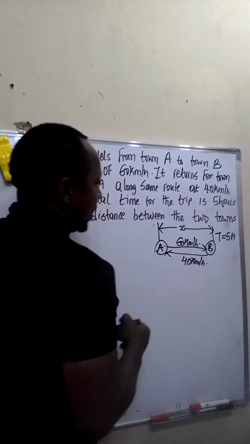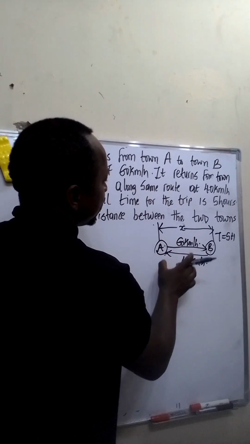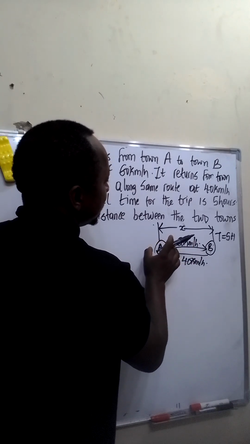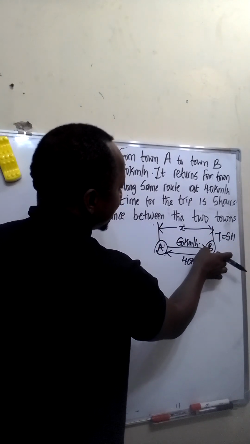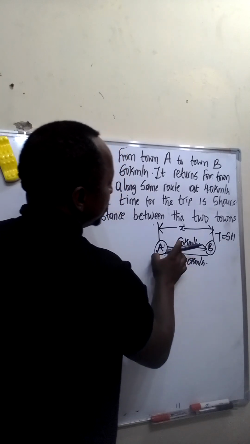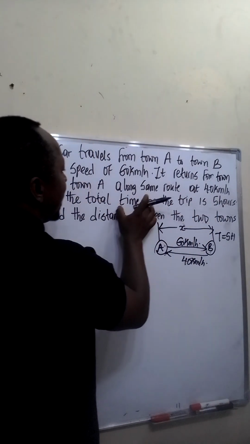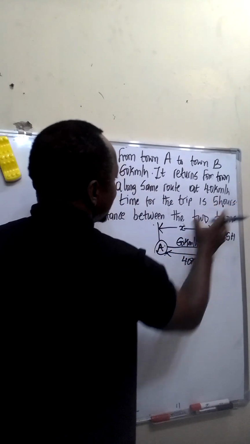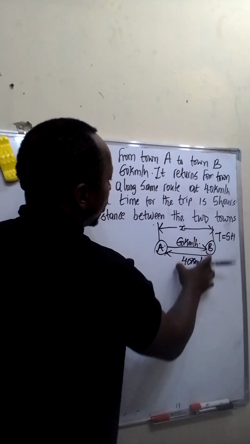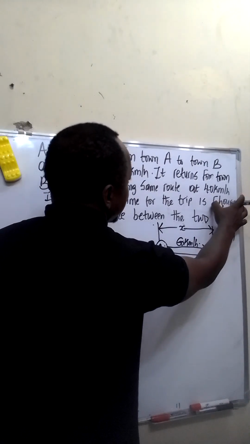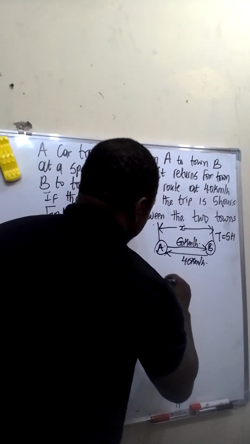Now, we can solve this question by first finding the time that this car will use to move from town A to town B, and also the time it will use to move from town B to town A, and sum it up. Because we are told in the question that the total time for the trip is 5 hours, it implies that if we know the time from A to B and B to A, and sum the time, it should give us 5 hours.